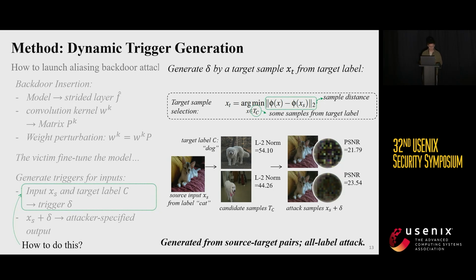During the trigger generation phase, all the triggers are generated from source-target pairs, and therefore it is an all-label attack. That means you can attack any label of the victim model, because the target label is determined by the target sample that is selected. So if you want to attack any target label of the victim model, just select a target sample from the corresponding target label.